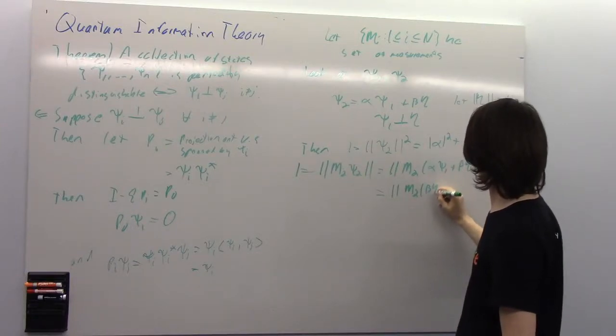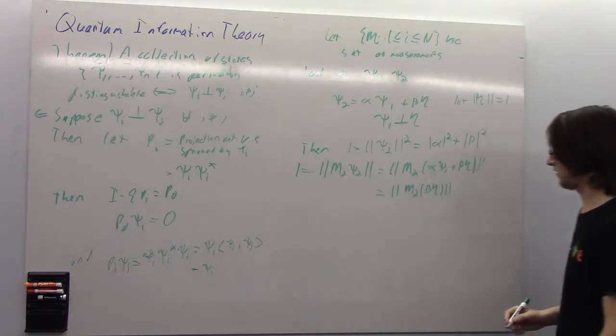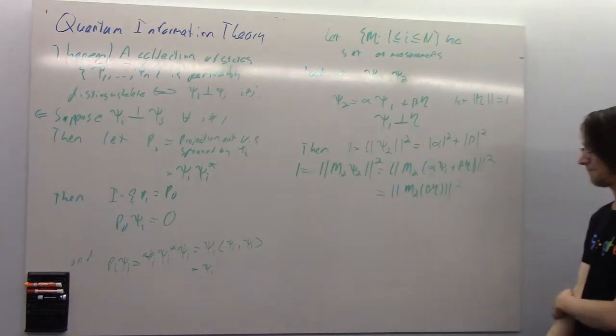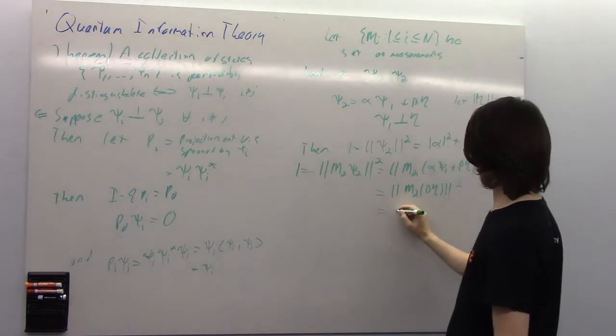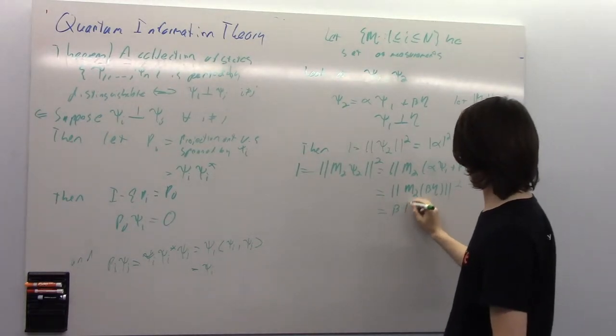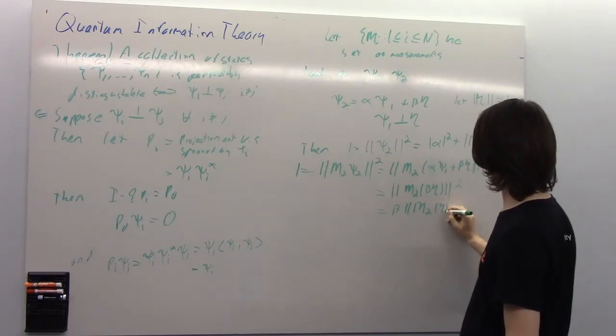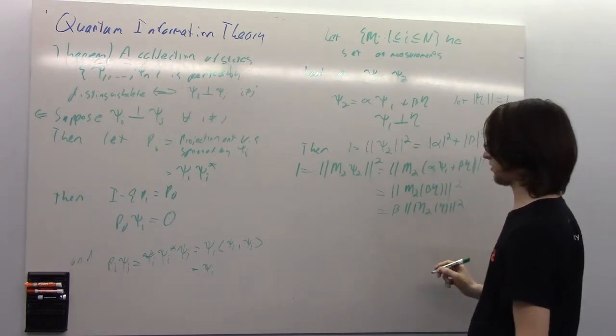of beta eta. Should be squared, squared, squared. This is equal to beta, the norm m2 eta squared.